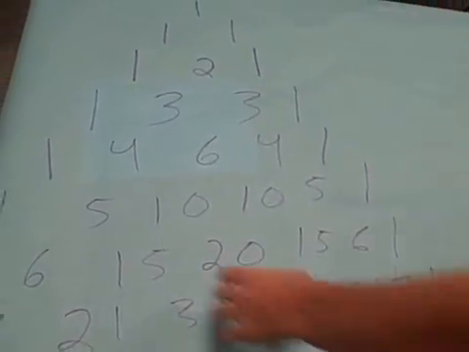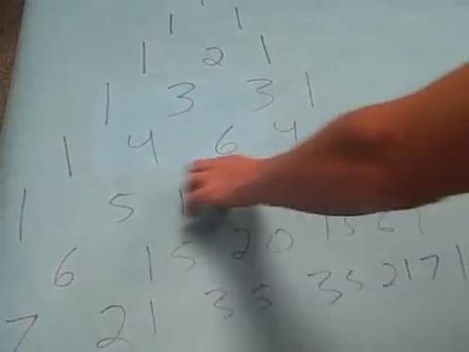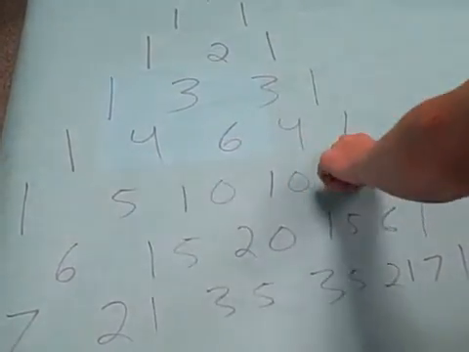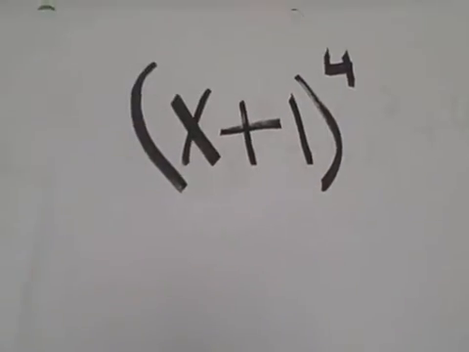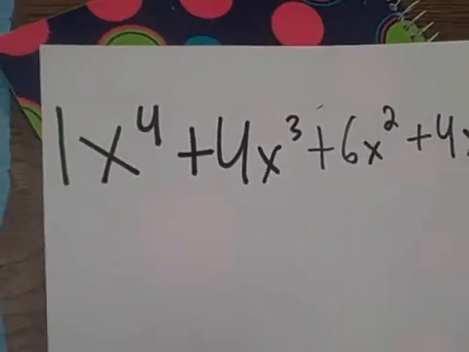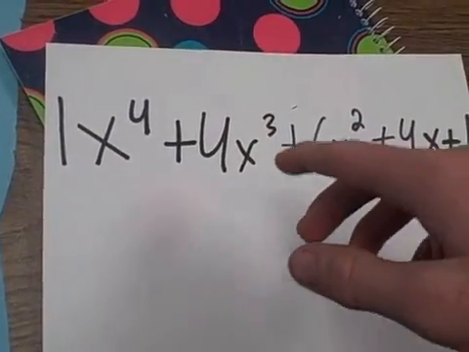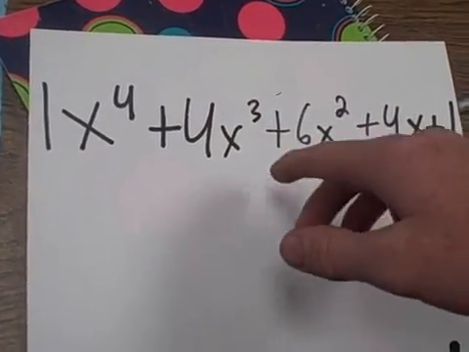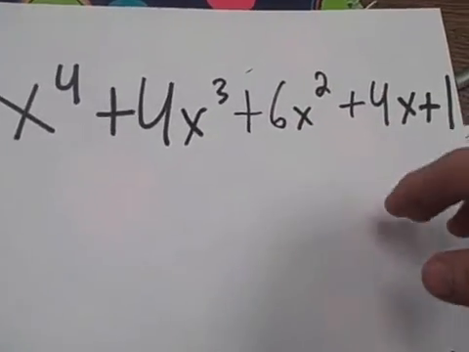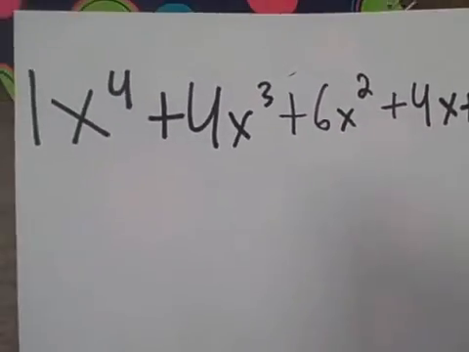So what you're going to do, as you go across the row, x goes down and y goes up. But with my problem, (x + 1) to the 4th, it doesn't have a y, so you're just going to use x. And so the answer you would have would be 1 x to the 4th plus 4 x to the 3rd plus 6 x to the 2nd plus 4x plus 1.